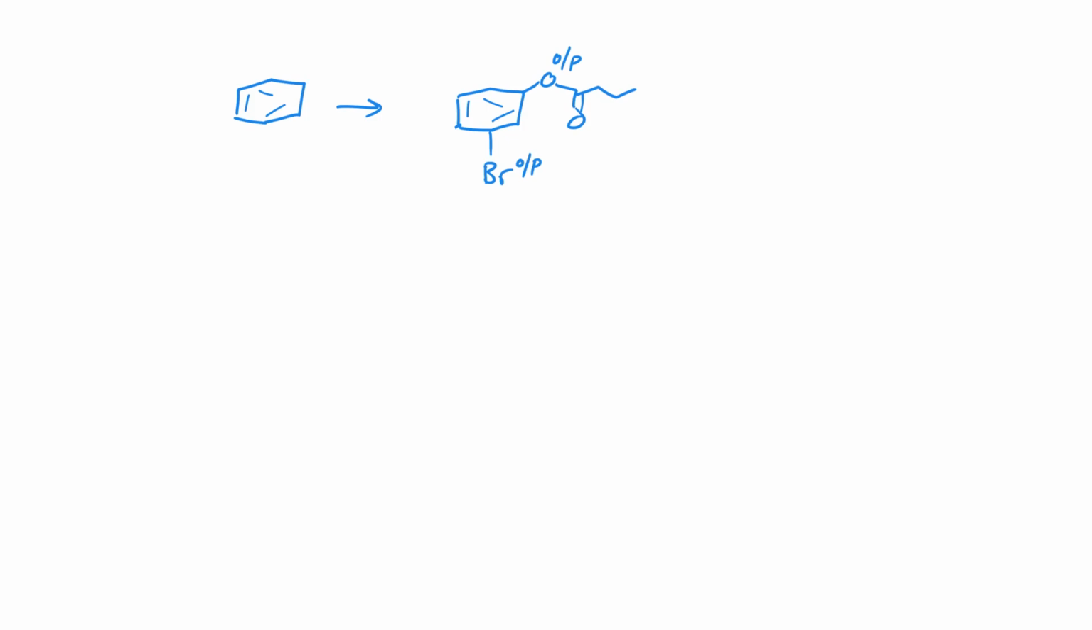But what we have also is we need somehow a meta director on the ring that can allow us to install these two groups. This is an ester, and we know that esters can be created from carboxylic acid derivatives. Maybe you think, well, what if I had a phenol here? Still, both are ortho-para directors.